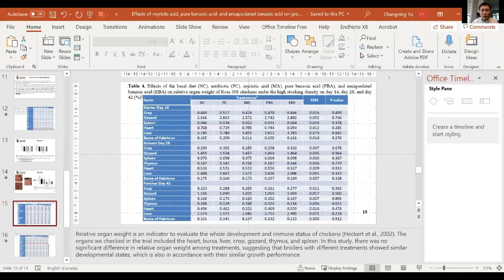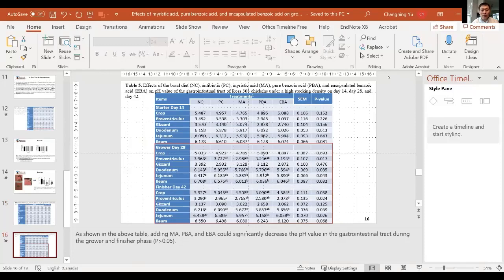EBA treatment. Next result is the effects of different feed additive on relative organ weight. Relative organ weight is an indicator to evaluate the whole development and the immune status of the chicken. The organs we checked in the trial include the heart, bladder, liver, crop, gizzard, cysts, and spleen. In the study, there was no significant difference between the relative organ weight among those treatments, suggesting that the birds with different treatment show similar developmental status, which is also in accordance with their similar growth performance.